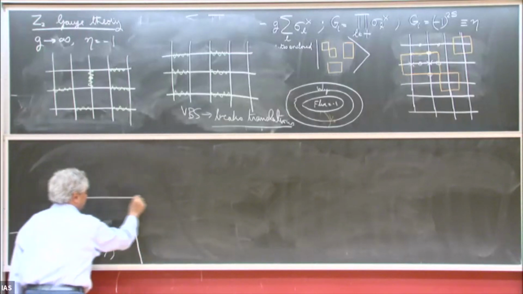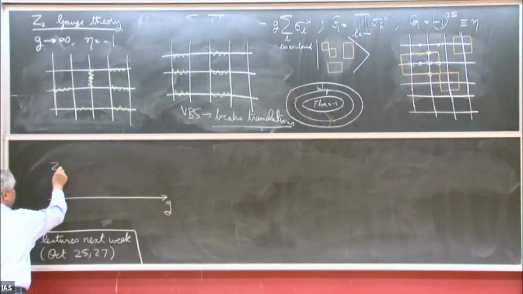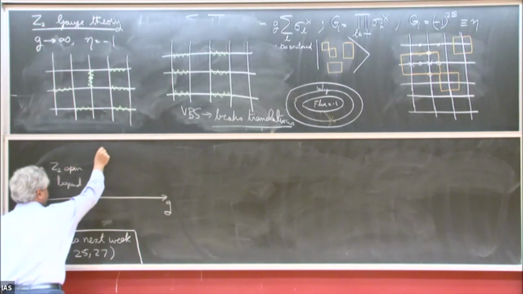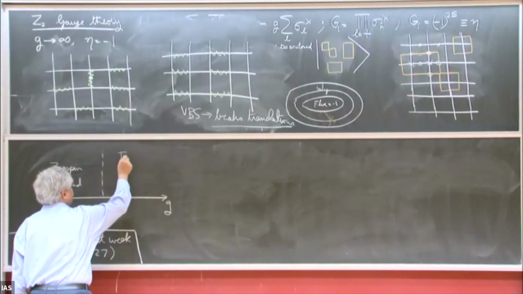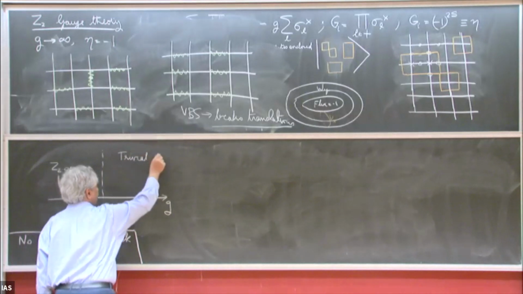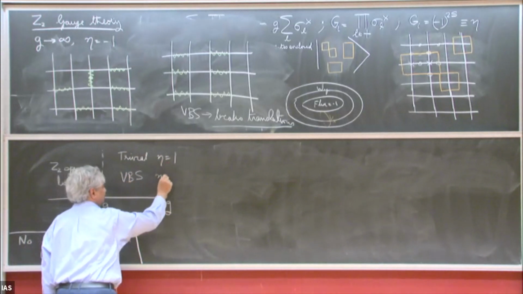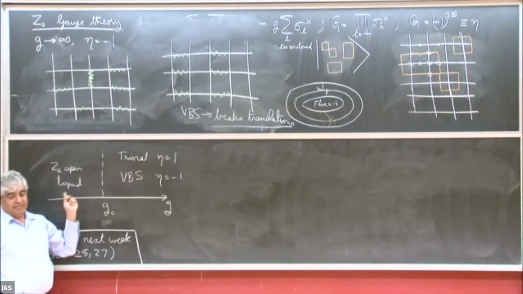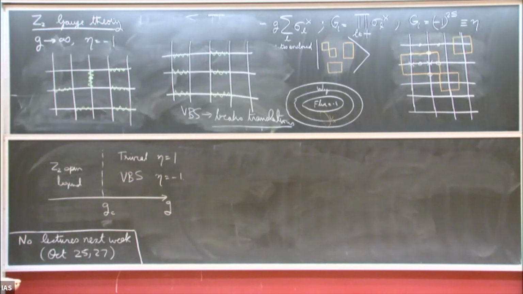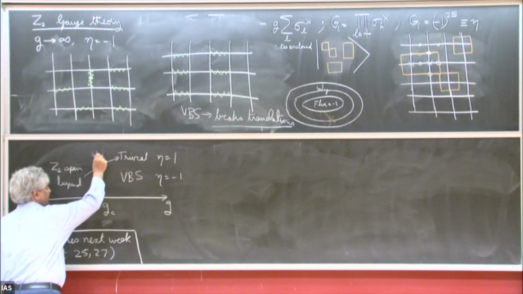Okay, so as a function of g, so small g, we have the Z2 spin liquid topological state. And then there's some phase transition at some gc. And on this side, we have a trivial state for eta equals 1 and a VBS state for eta equals -1. And this is the phase transition that we want to understand. So the first phase transition from here to here was in fact understood by Wegner.